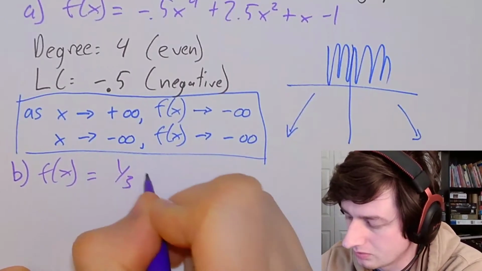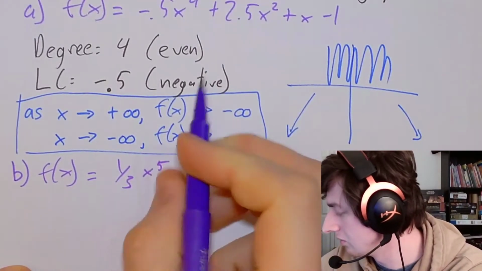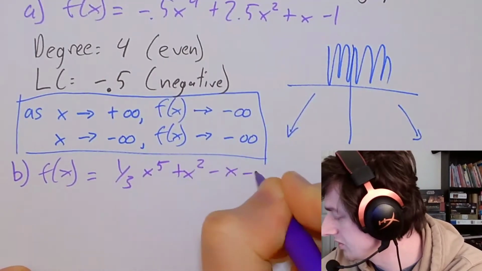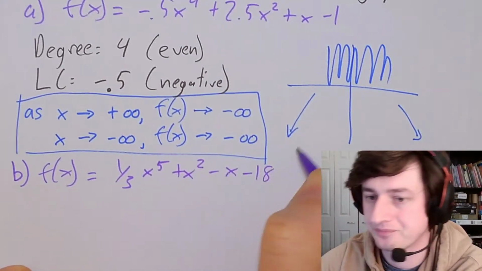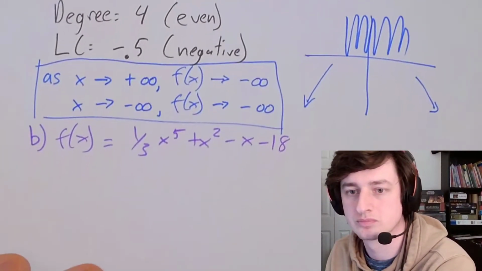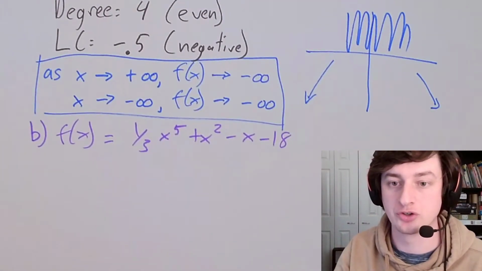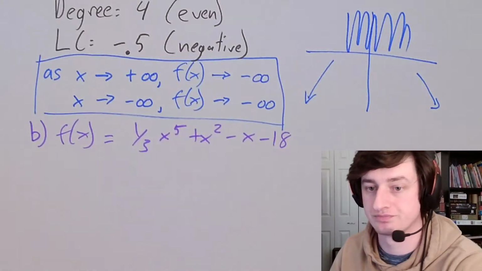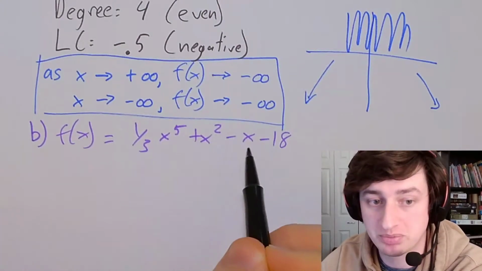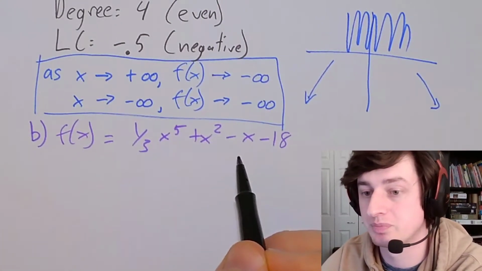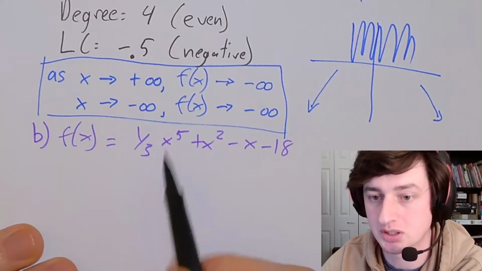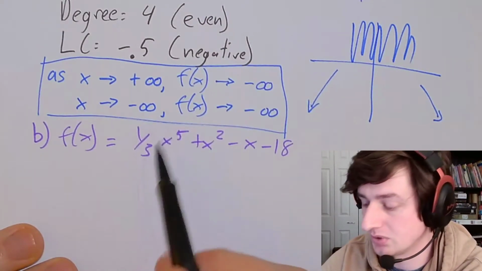Let's do another one. One-third x to the fifth plus x squared minus x minus 18. So again, we only care about the degree and the leading coefficient. This other stuff over here changes the shape of the graph and the curves, but it really doesn't impact the extremes. When we put really big numbers in here, this is the thing that's going to be in control.